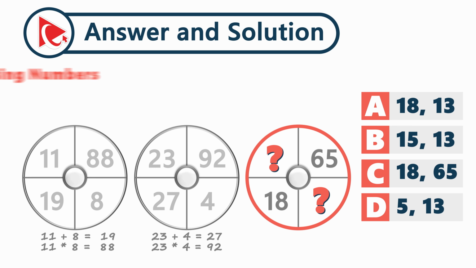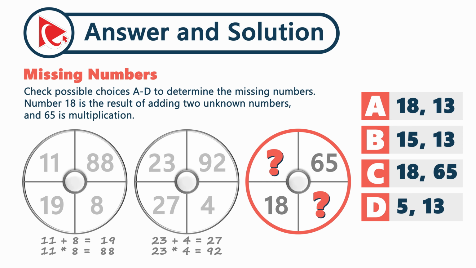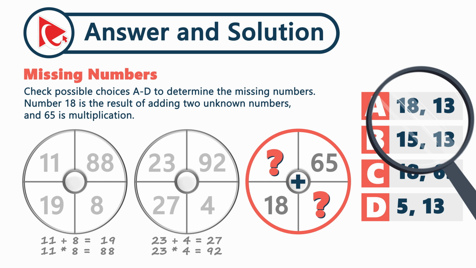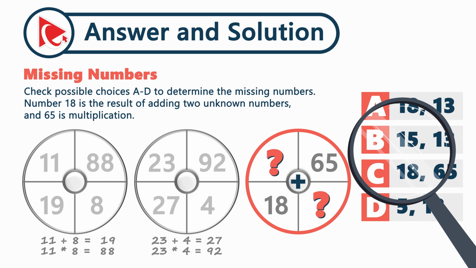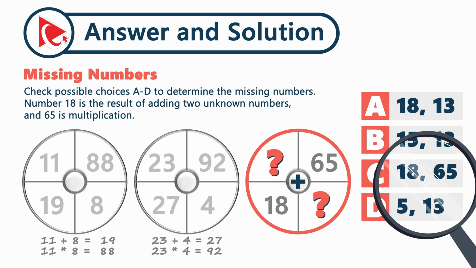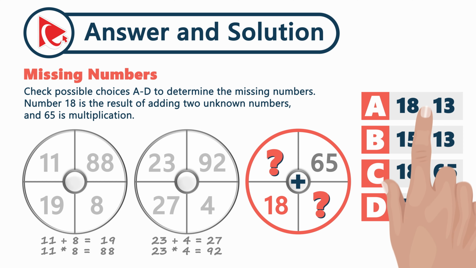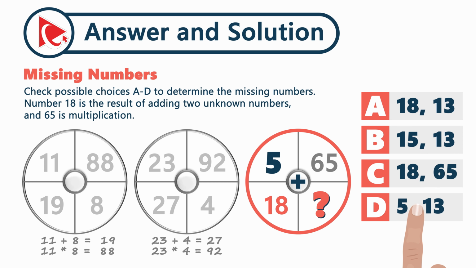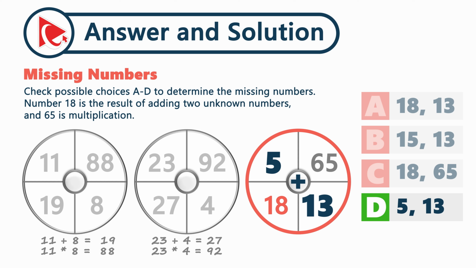Since you're smart, you probably will do the calculations which involve additions. Out of 4 possible choices, we need to find the combination that adds to 18. Why 18? Because 18 is the number at 7 o'clock, which is calculated through addition. And the only combination that matches this is 5 and 13. So the correct answer here is choice D, 5 and 13. 5 plus 13 equals 18, and 5 multiplied by 13 equals 65.